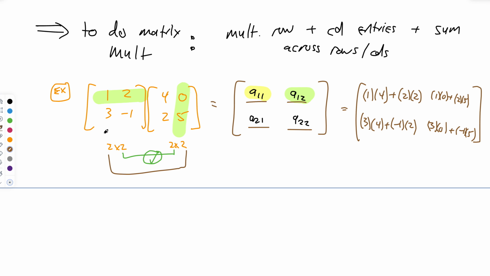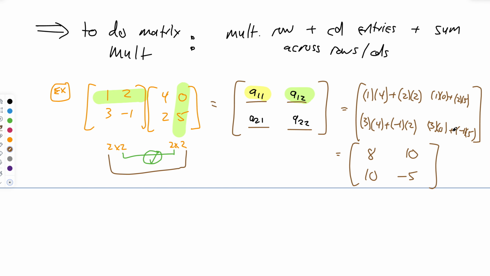Okay, so great. What is that going to be? Well, our matrix multiplication comes out to be this. 4 and 4, 8, 0 and 10, 10, 12 and -2, 10, 0, and make sure this is right, -1 and 5, yep, -5. So it'd be 8, 10, 10, -5. That is our matrix multiplication.